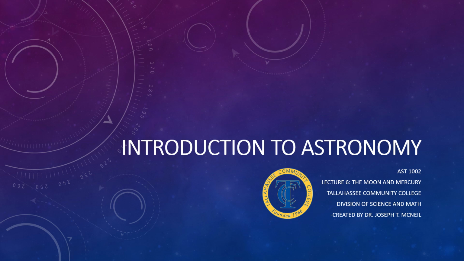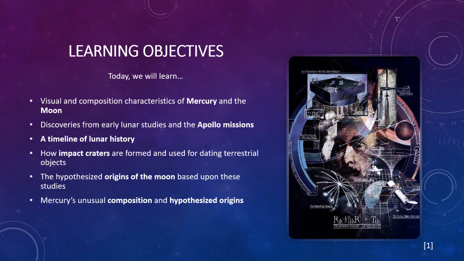Today's topics will be the Moon and Mercury. In this lecture, we will talk about Mercury and its visual and compositional characteristics, as well as talking about the Moon. So in the last lecture, we talked a little bit about what makes the Earth so special, and part of what makes the Earth special is the Moon. We'll also talk about early lunar studies and the Apollo missions to the Moon.